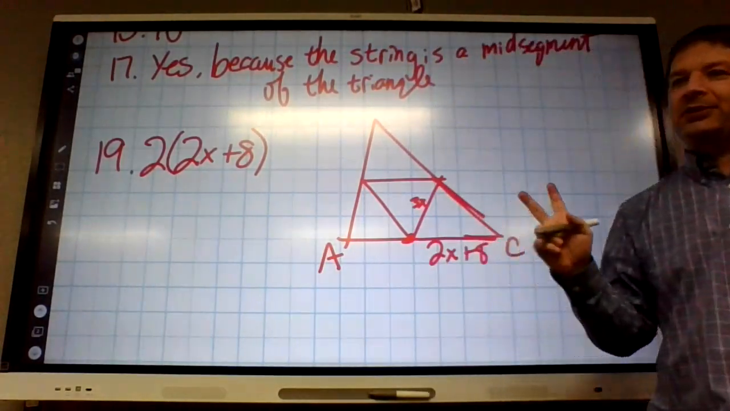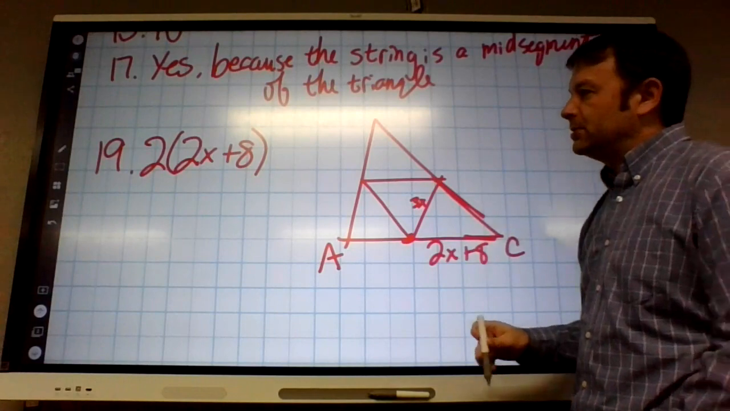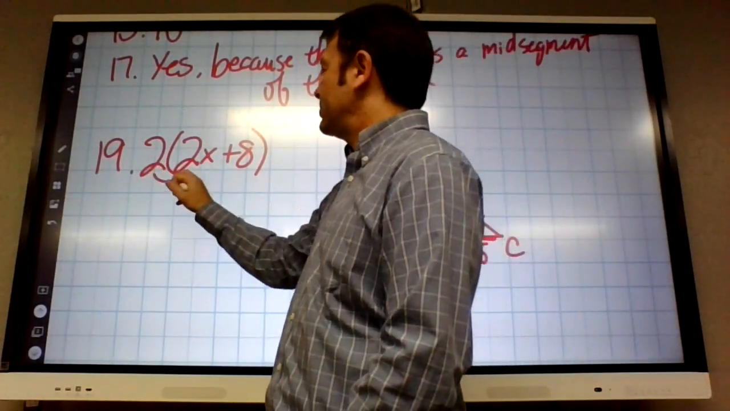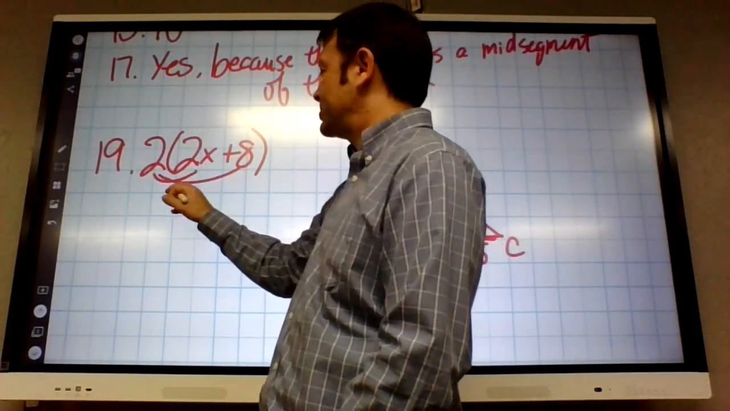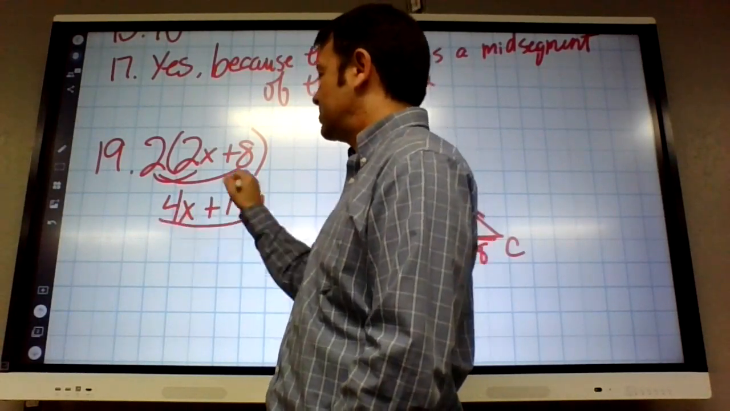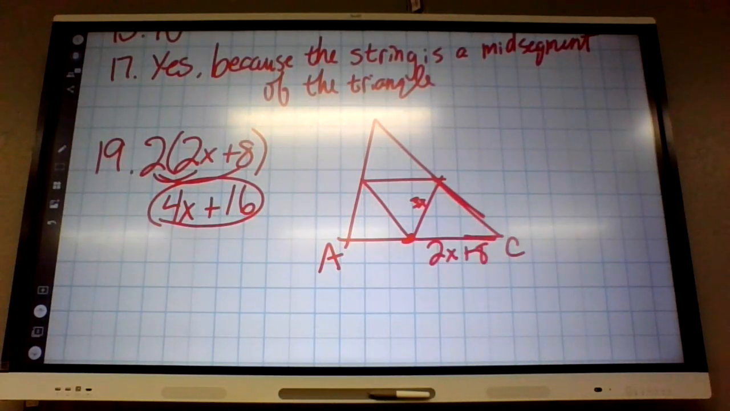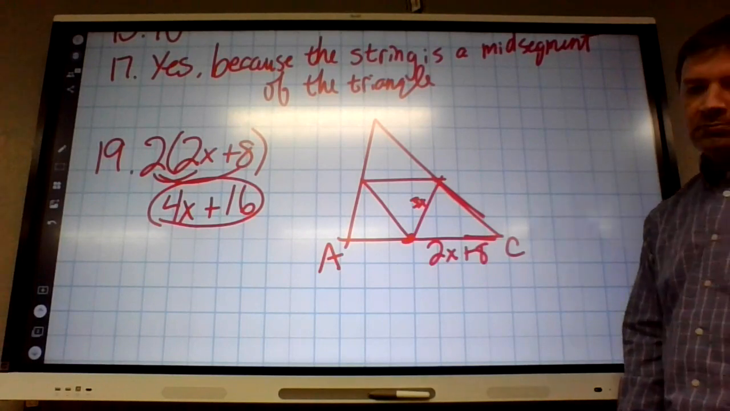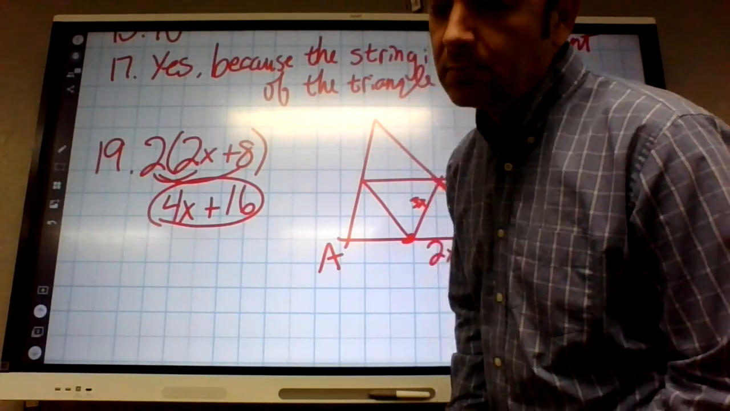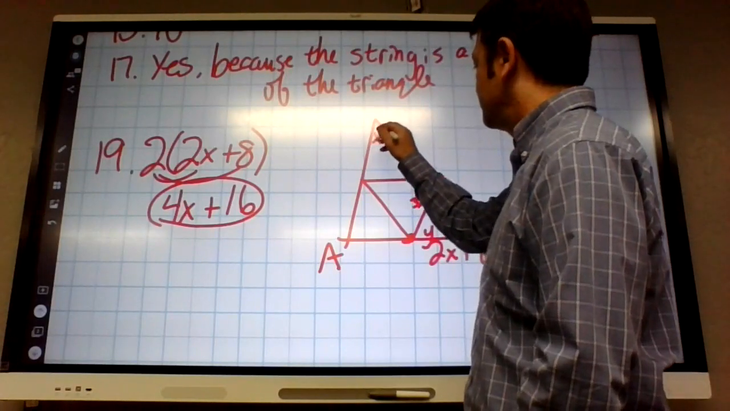Okay, we can't solve it because we don't know what x is. Let's simplify. 2 times 2x plus 8 is 4x plus 16. That's what they wanted. Perfect. There's two more like that. Should have drawn this larger.